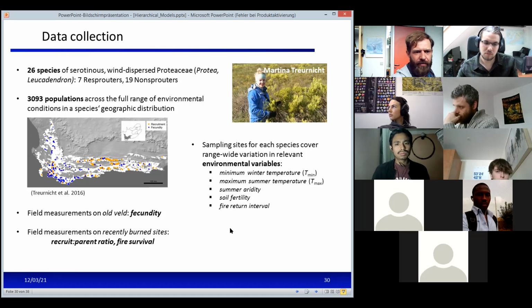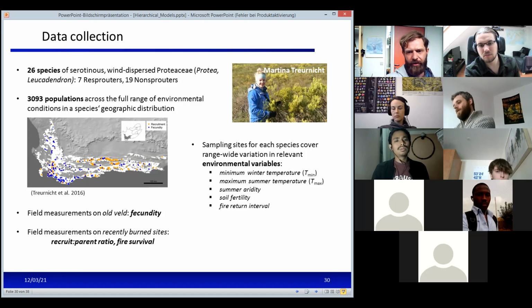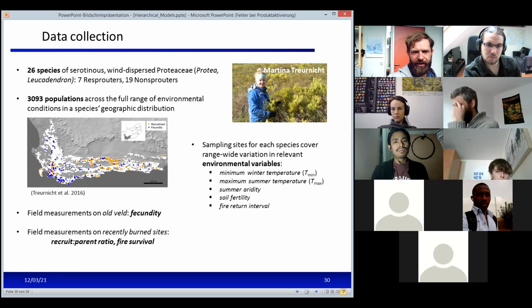Then, as I explained before, on older sites that haven't burned for some time and are basically up for the next fire, we collected data on the fecundity, and on recently burned sites, we recorded this recruit to parent ratio, and also recorded data on the fire survival.